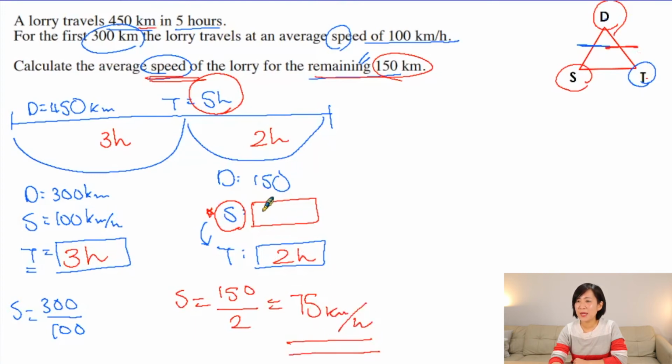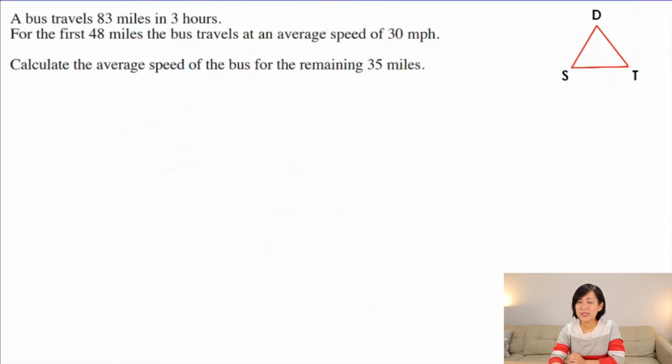So this speed is not the total speed, right? The question asks you to find the speed of the remaining part, so we're going to write down 75 kilometers per hour. That's our answer. Now, this is very similar to the previous one, so try to follow my steps: read the question and try to draw to understand the situation.